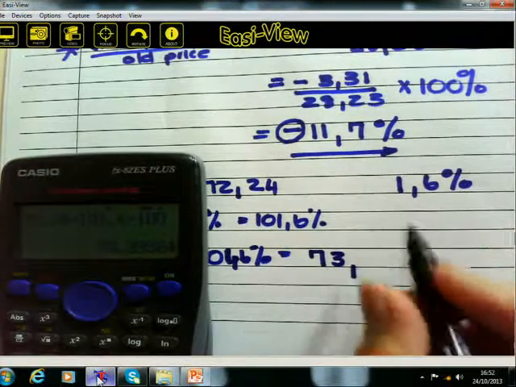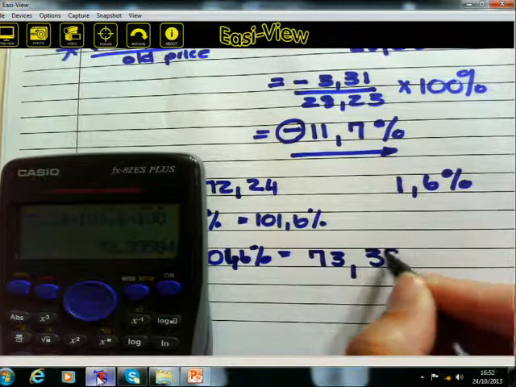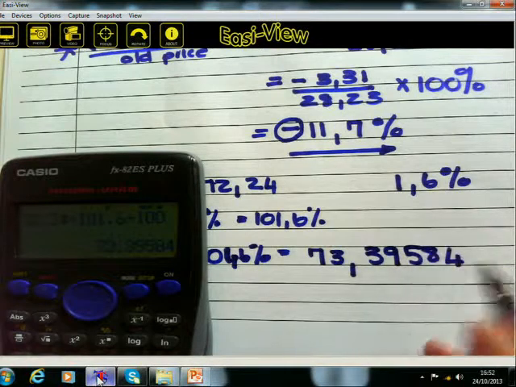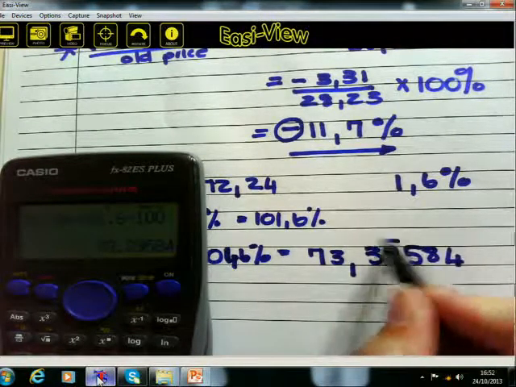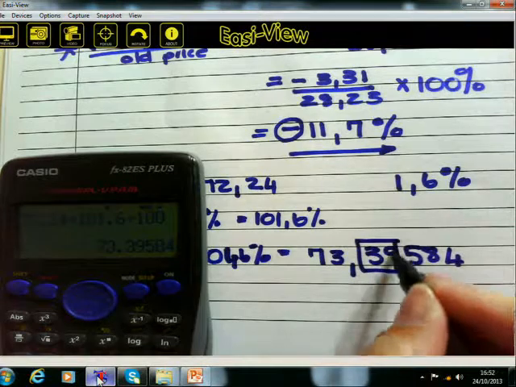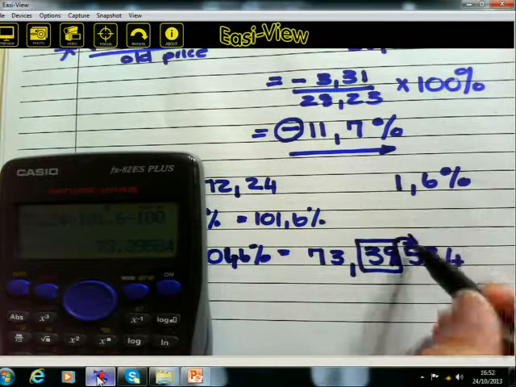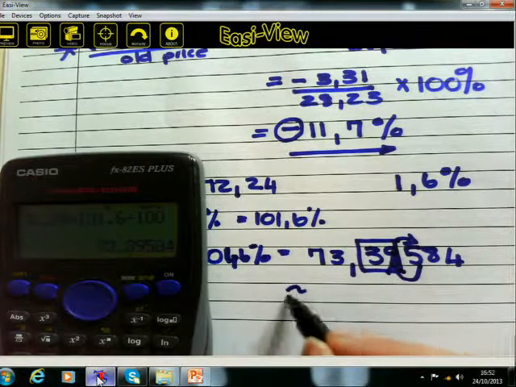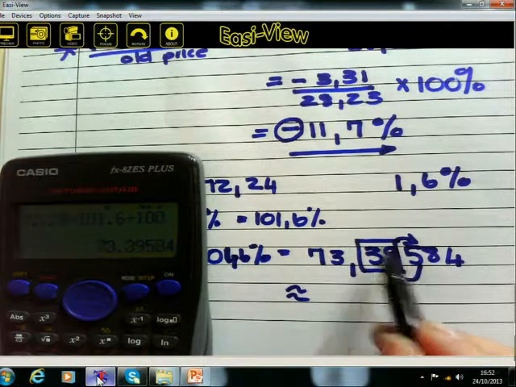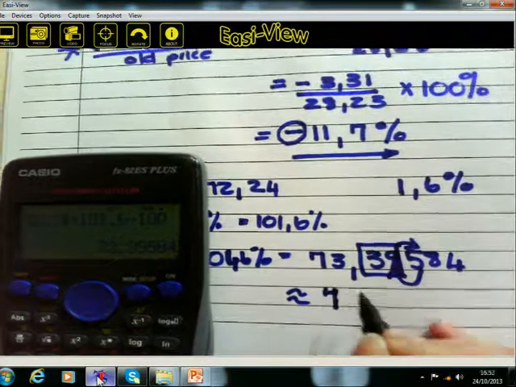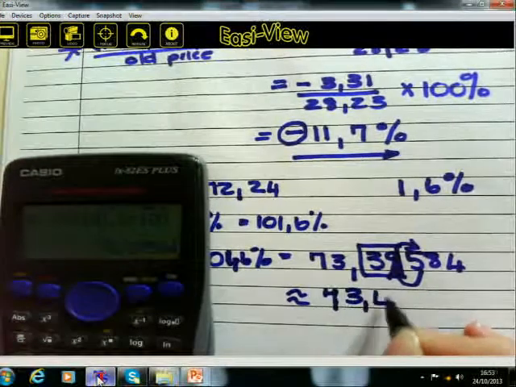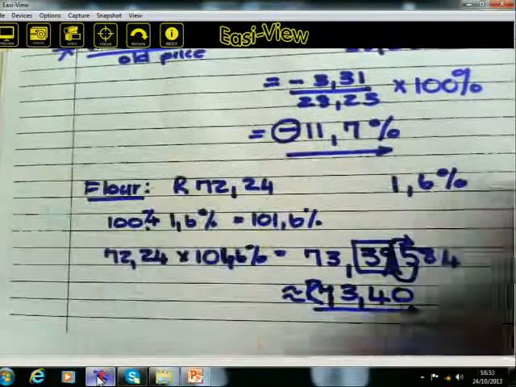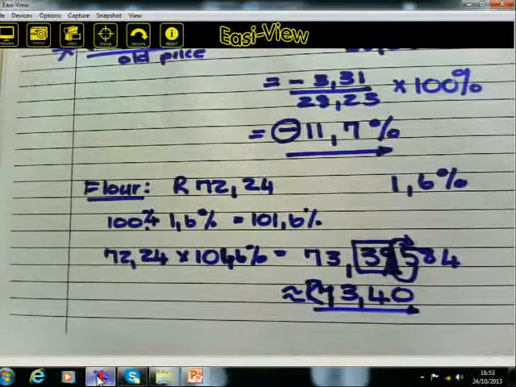And now be careful for the rounding. I'm going to write all the digits down and just remind you of how to round. Remember, it's money, but in any case, we only round to 2 decimals. And then I look at the one next door. If it is 5 or more, it's going to change that one. So if I round it, it becomes a 0 and a 4. So the new price will be 73 Rand and 40 cents. And that's the new price of the flour.